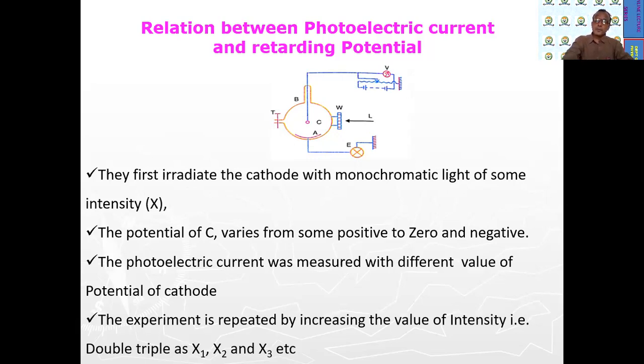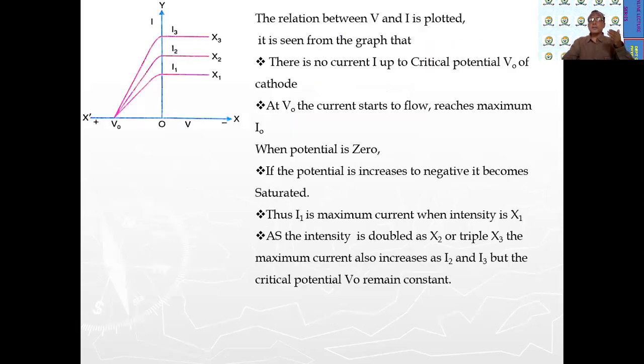When this experiment is repeated by increasing the intensity as x1, x2, x3, meaning making it double, triple, and so on, then a graph is plotted between the potential of the cathode along the x-axis and the current which is emitted during the process on the y-axis. If you consider the graph on the screen, you find that there is no current up to the critical value V0.